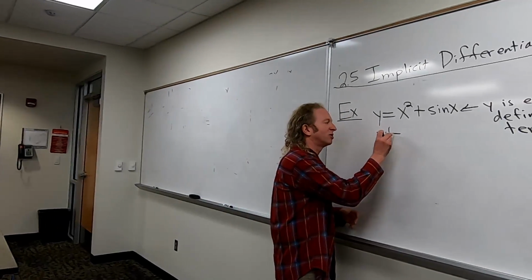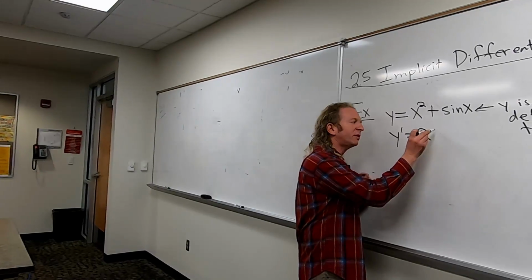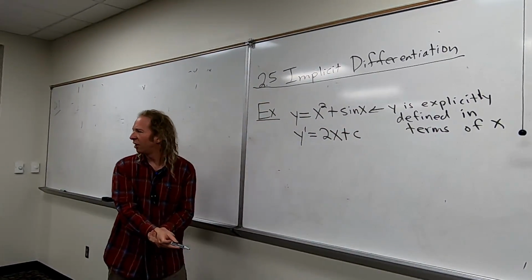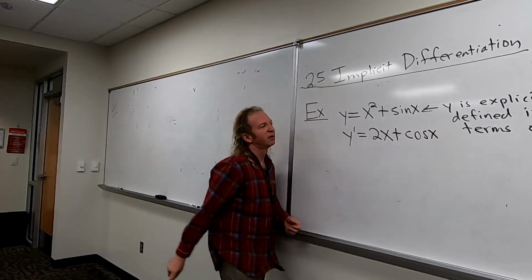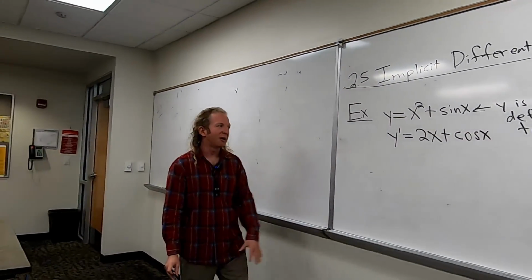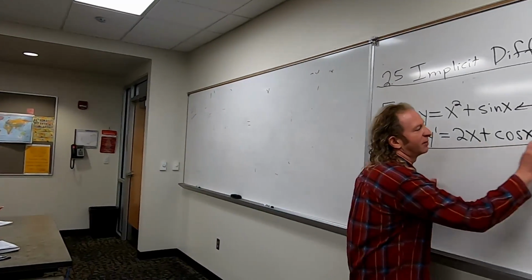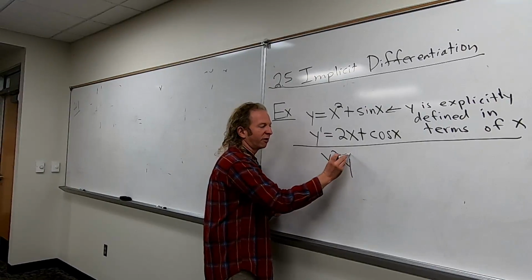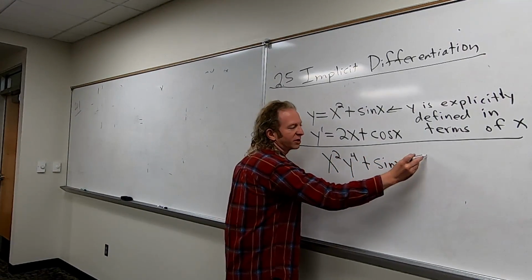So let me just do it. Why not? I said I wasn't going to, but let's be different. So it'd be 2x plus cosine x. Derivative of sine is cosine x. So that's easy. That's what we've been doing. And that's the majority of the test. So what if instead we had something like this? X squared y to the fourth plus sine y equals x.